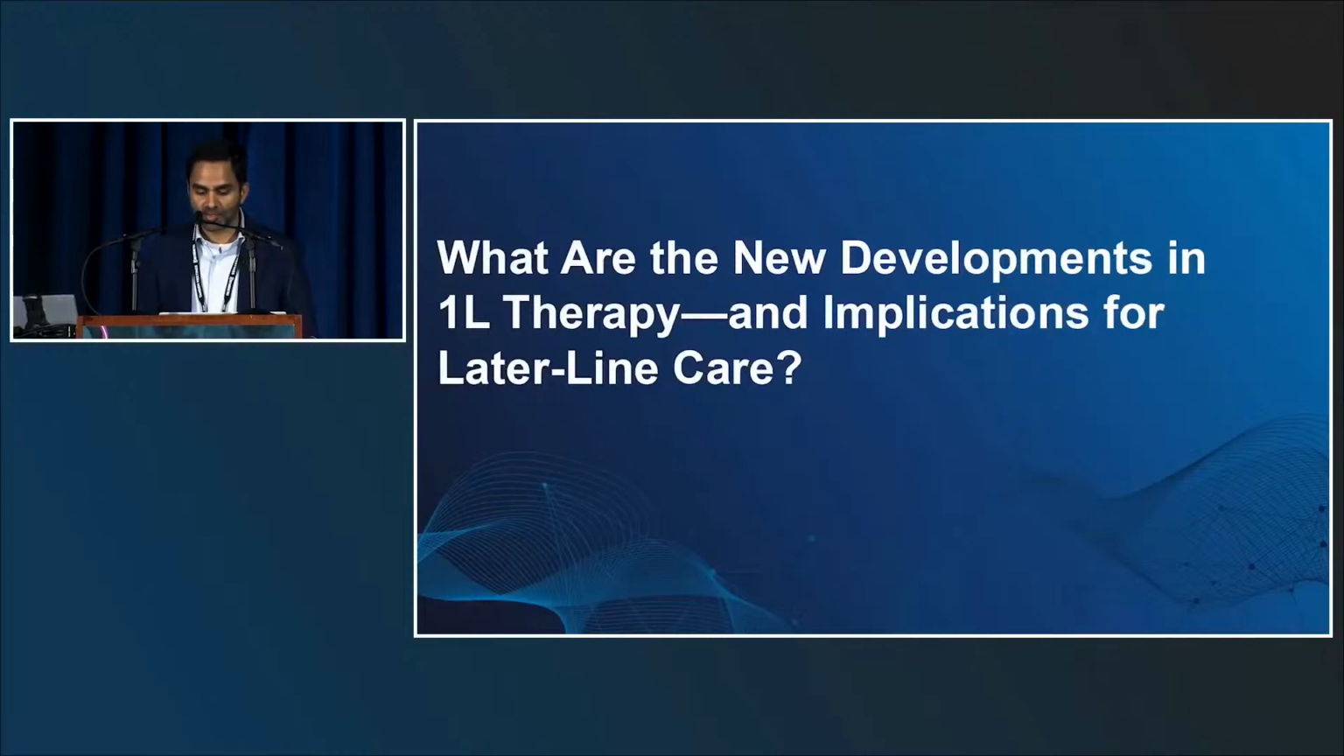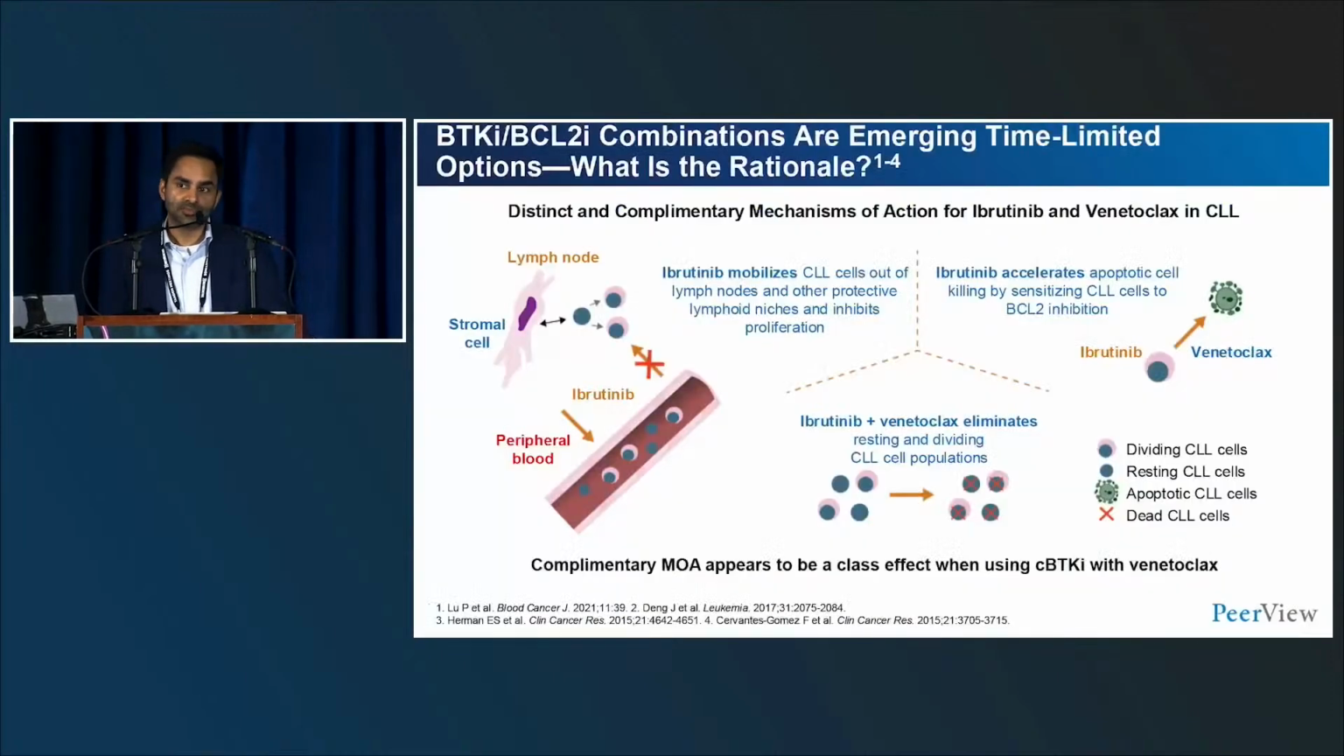All right, so first we're going to talk a little bit about some of the more recent data in frontline therapy and what implication that has for later line care, which is really what we were outlining in some of our polling questions. So as many of you know, we have long had BTK inhibitors available to treat CLL, now more than a decade, starting with the use of ibrutinib, and then also venetoclax, which is the approved BCL2 inhibitor that's available to us.